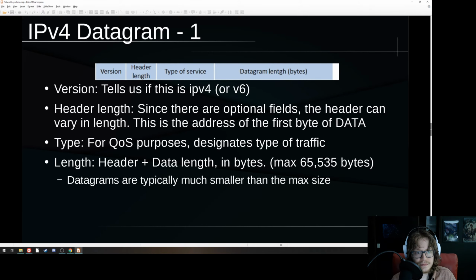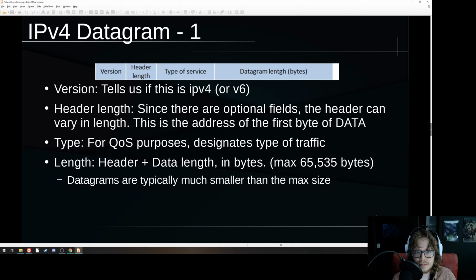Okay, version, again, tells us if it's IPv4 or IPv6. So you might go, well, isn't that just a duplication of what we saw in the Ethernet frame's type field? Why don't we just use that? Good question. I don't know. I think they had planned for the Ethernet type field to tell you that it was IP, and then you would discover if it was v4 or v6 here. That might have been the original plan. Honestly, not sure what the plan was there.